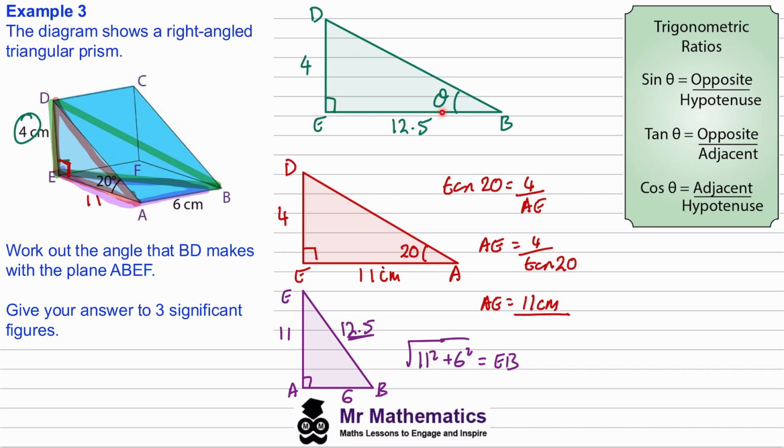So now we've got the adjacent and the opposite side. We can work out theta using tan. So the tan of theta will be 4 over 12.5. So theta will be the arctan of that fraction. And this works out as approximately 17.7 degrees to 1 decimal place.